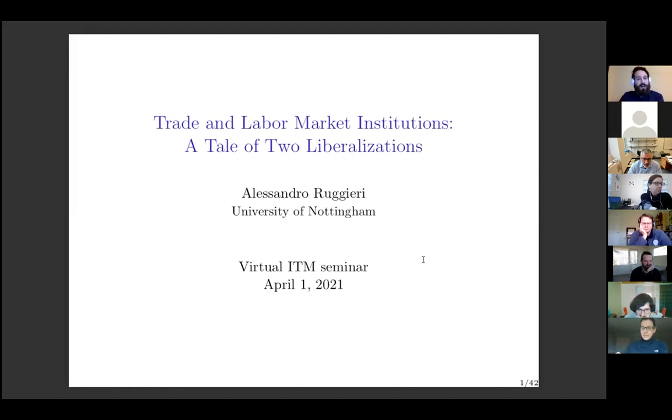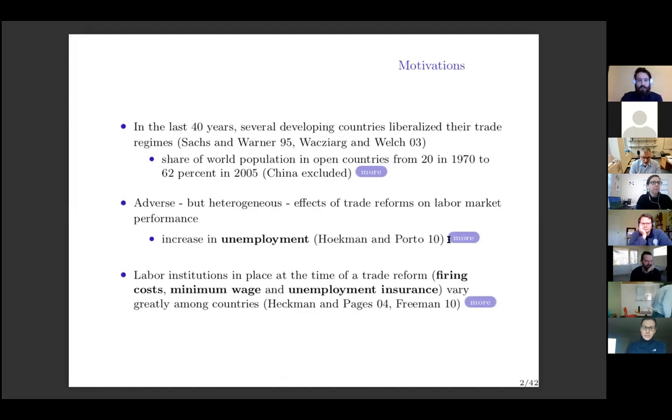So this is a paper about, as the title says, trade and labor market institutions. And it is motivated by the large waves of trade liberalization that were witnessed in the last 40 years. Many developing countries have liberalized their trade regime, making the share of the world population in open countries jump from 20 to 60% in 2005.